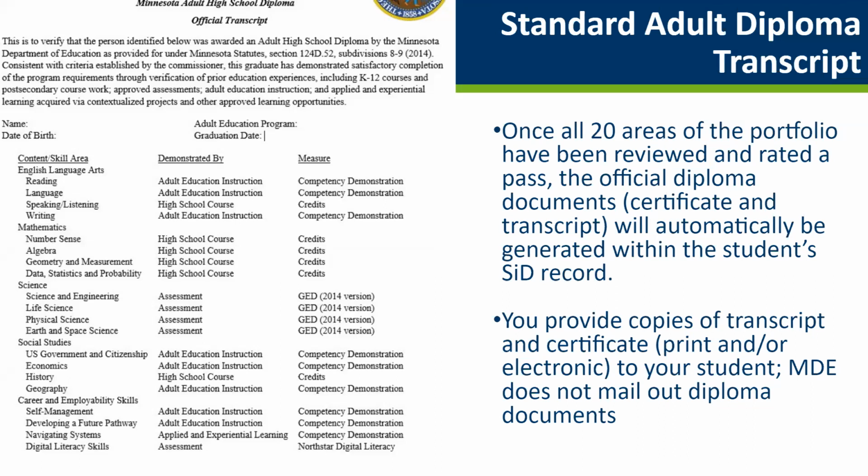You can provide print copies, you can provide electronic copies. We typically advise you, if you're printing copies, to think about what your organization does. If you're a district, how does your district print out high school diplomas for the high school graduates? So use your organization's standards for printing and providing documents.